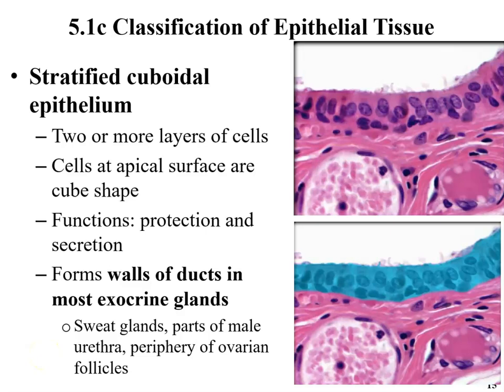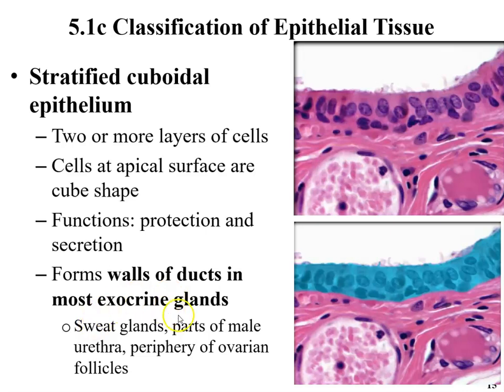Next is stratified cuboidal epithelium. So again, this is two or more layers of cells because it's stratified. The cells at the apical surface are cube-shaped. And functions, again, you're going to see this over and over with epithelium, protection and secretion. So stratified cuboidal epithelium forms the walls of ducts in most exocrine glands.